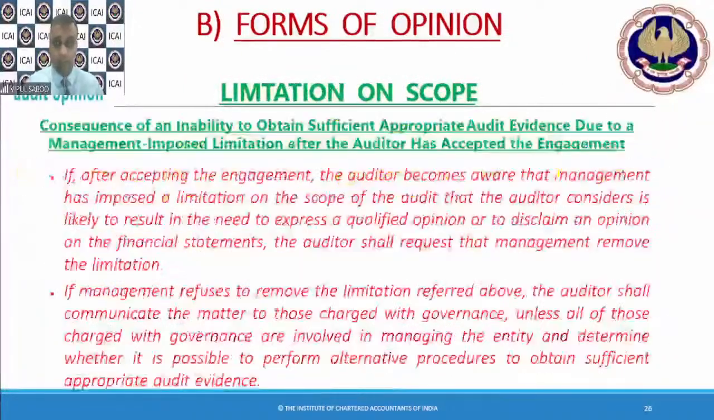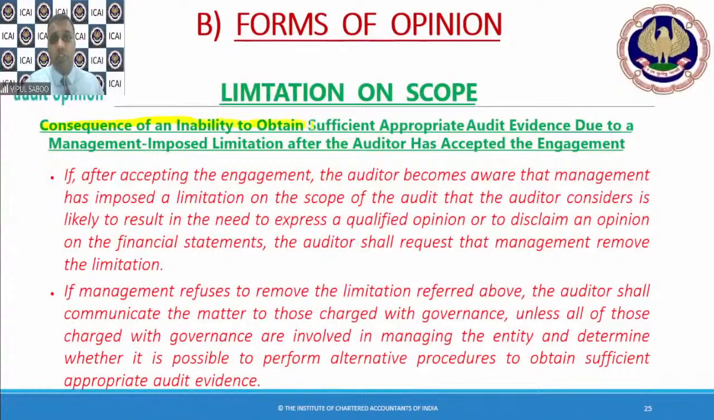I'm sorry, I skipped one slide. Just be with me. Okay. So the topic says consequence of inability to obtain sufficient appropriate audit evidence due to a management imposed limitation after the auditor has accepted the engagement. The auditor has accepted the engagement. Now the management imposes a limitation on his scope.